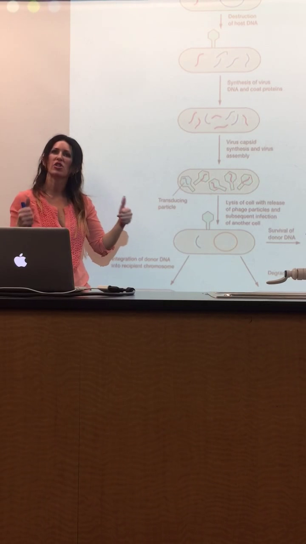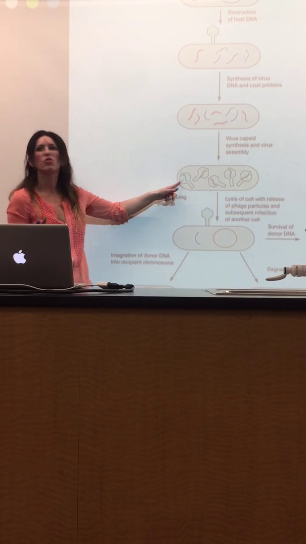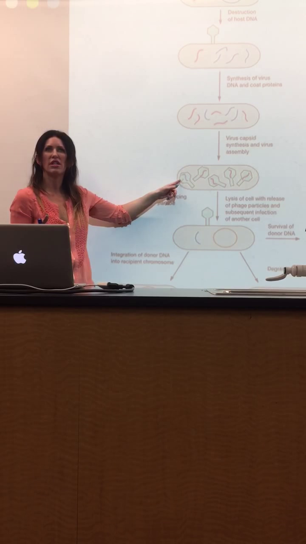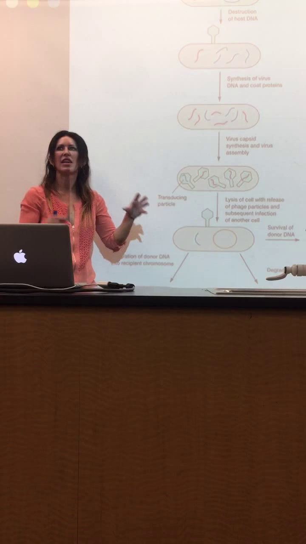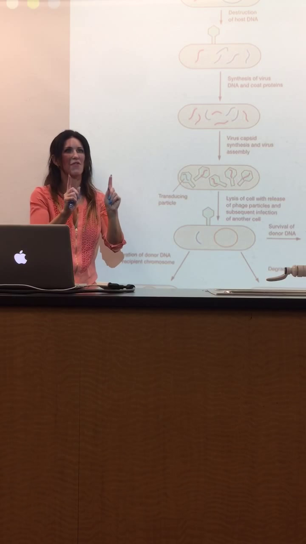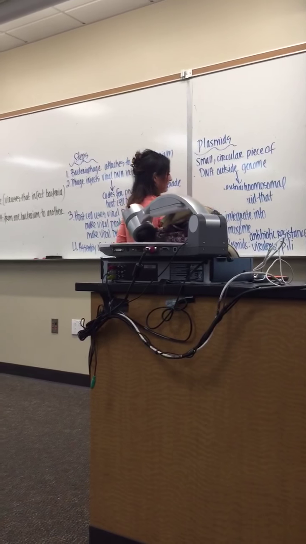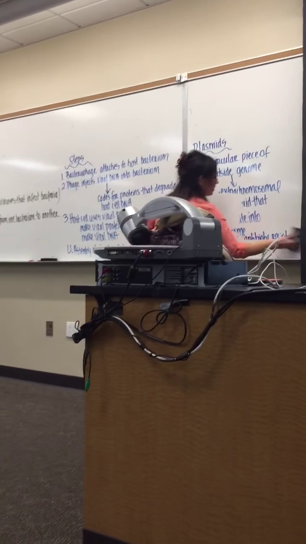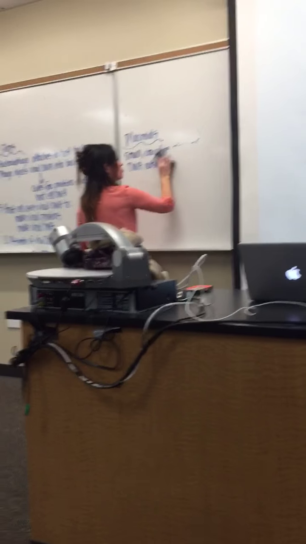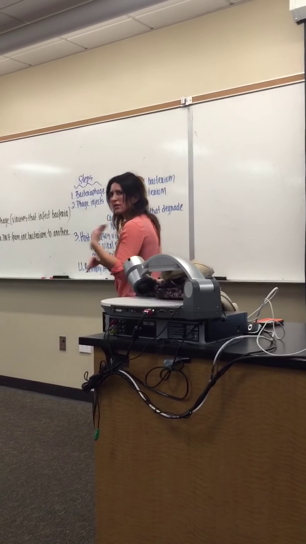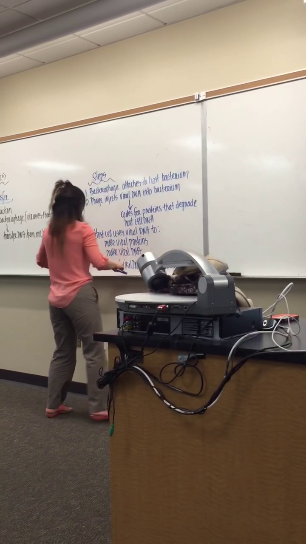We give that a special name. We call it a transducing particle. Okay, so it's the viral protein head that now contains bacterial DNA instead of viral DNA. Cool? This part's one of my favorites. So, in this assembly, I'm going to blow up the assembly because again, this is important. This is where we actually generate the particle that will be responsible for horizontal gene transfer.